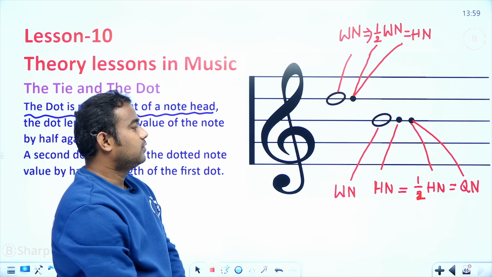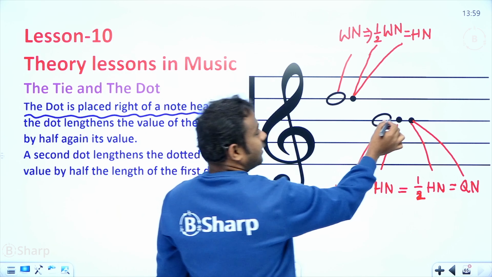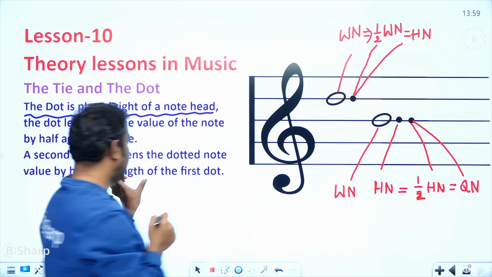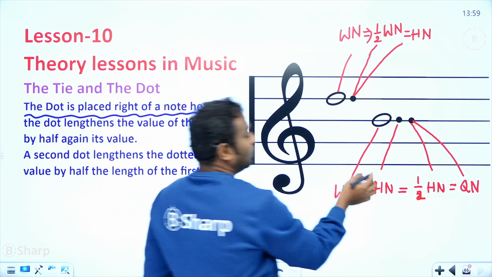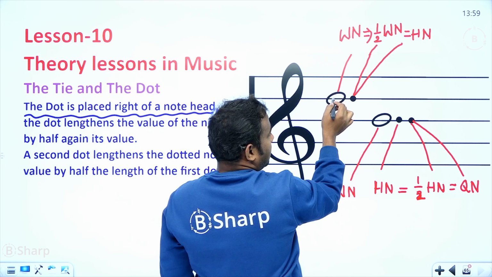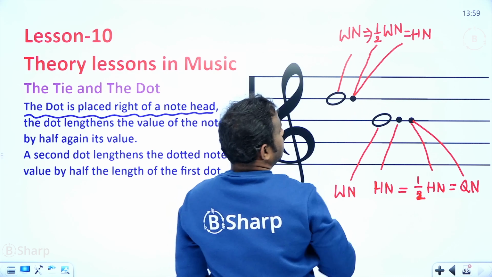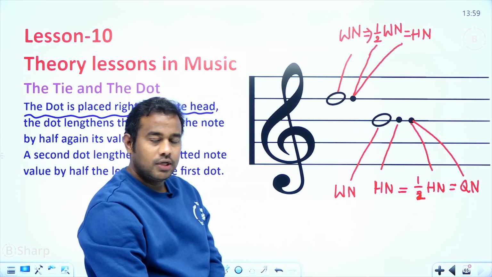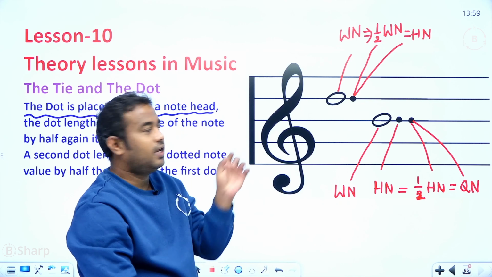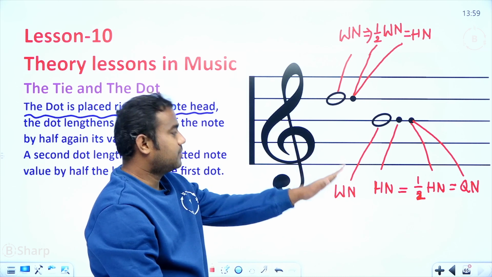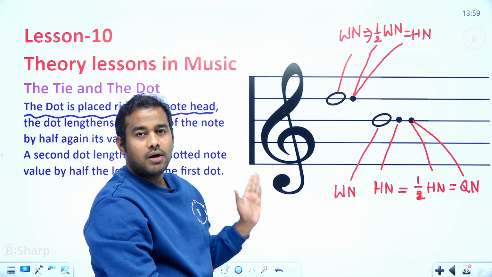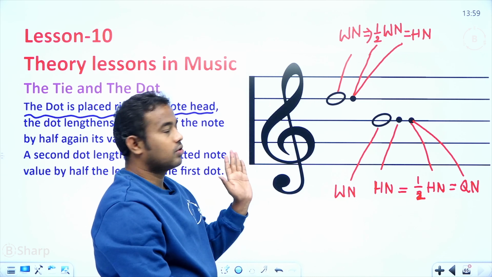You got it? So if there are two dots, look here: a second dot lengthens the note by half the length of the first dot. So whatever note is there, if you place a dot beside it, the value of this tone becomes half of this one more. Then this becomes another half. So if you go on placing like this, two dots, three dots, we cannot go more than three dots like that.